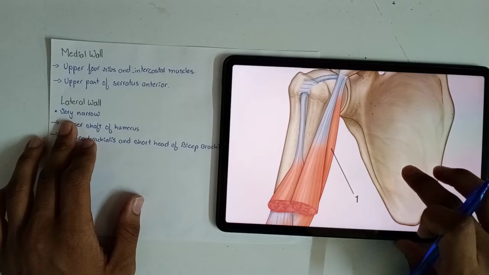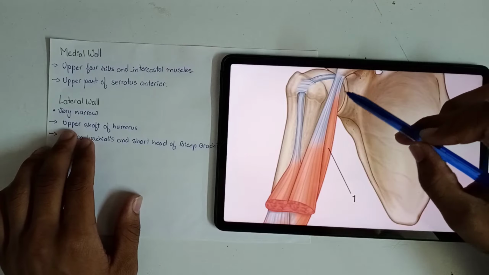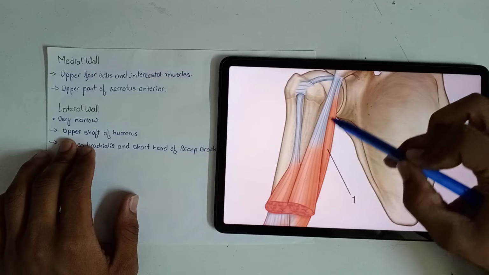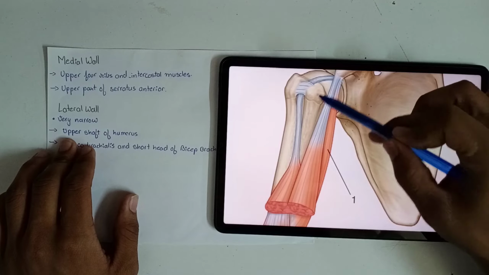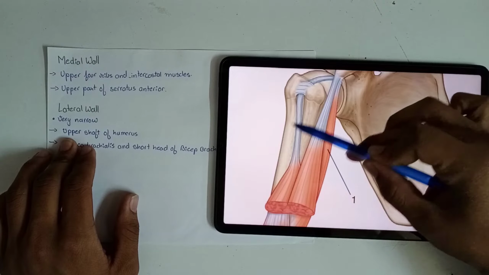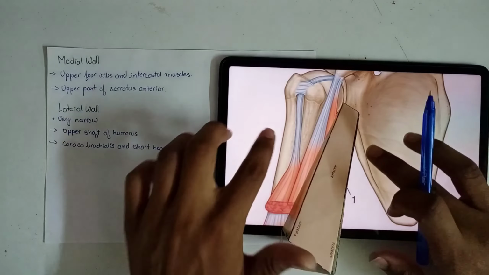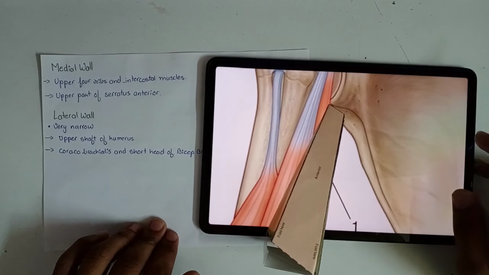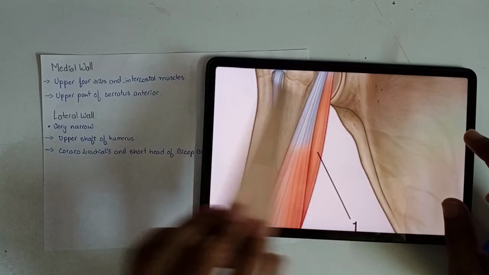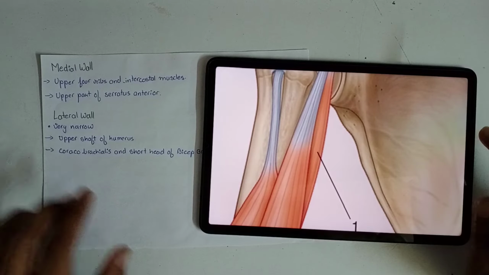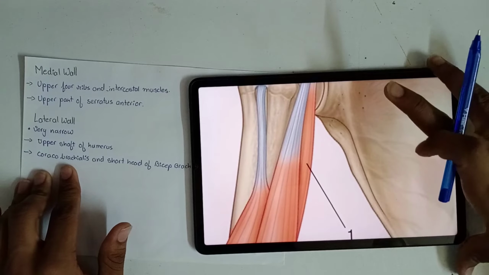The lateral wall is very narrow and is formed by the upper shaft of the humerus. This is the humerus, this is the head of the humerus, this is the upper shaft of the humerus. This is formed by the upper shaft of humerus and coracobrachialis.